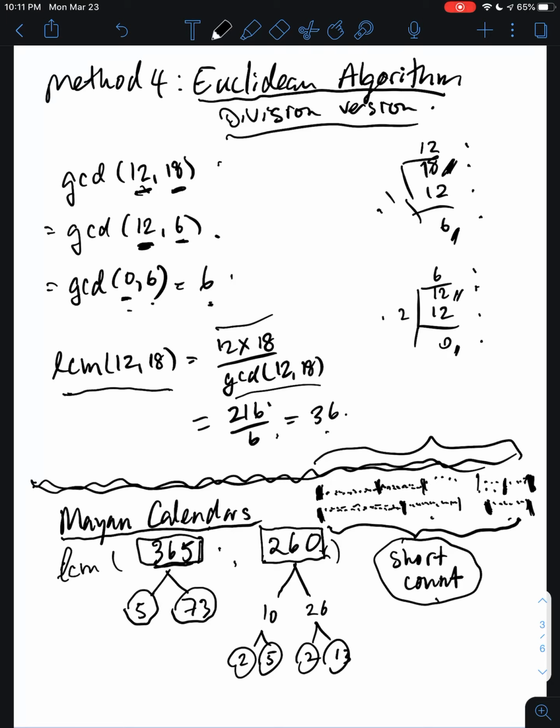So that means it's a common multiple of 365 and 260. And furthermore, the short count is the first time that this happens, that the calendars become in sync. After they started in sync, the first time they become in sync again is the first short count. So that altogether is the least common multiple of these two numbers, 365 and 260.